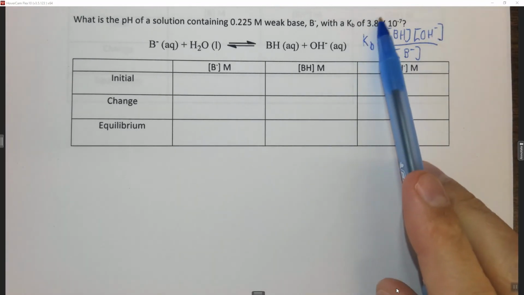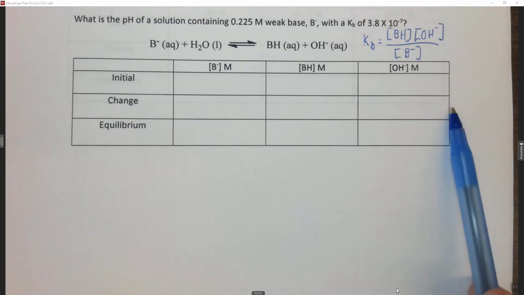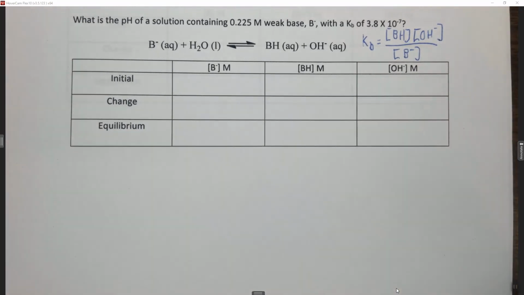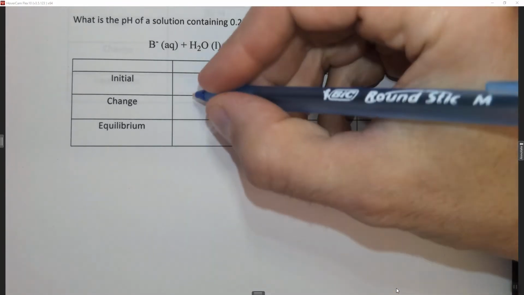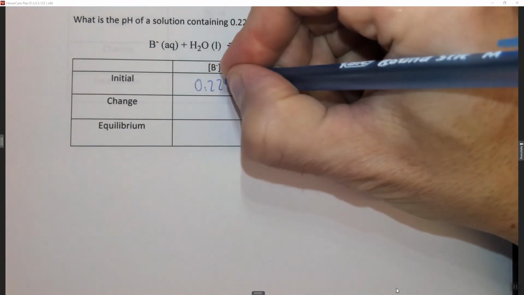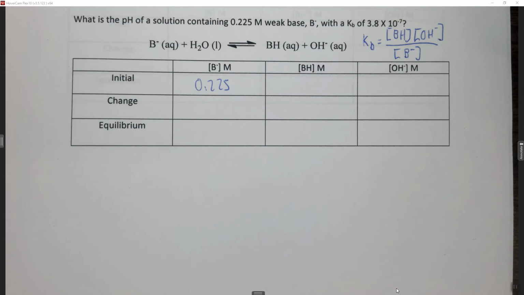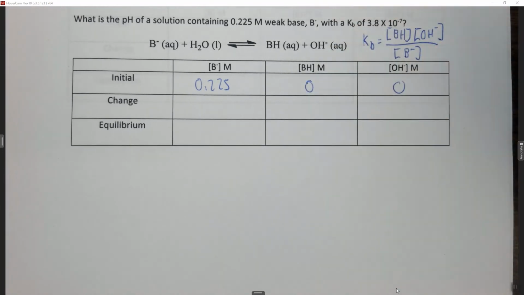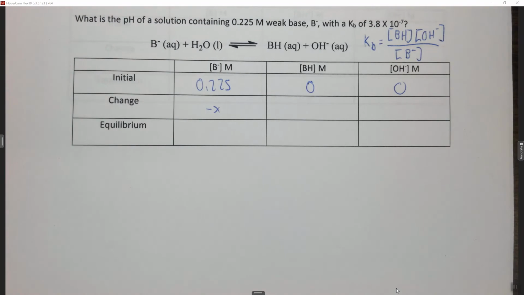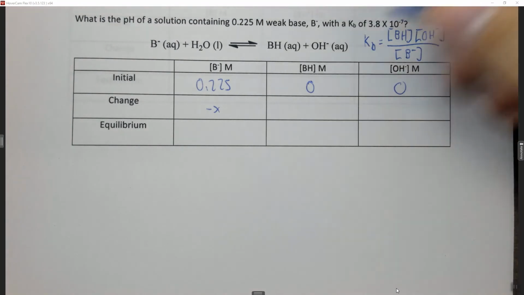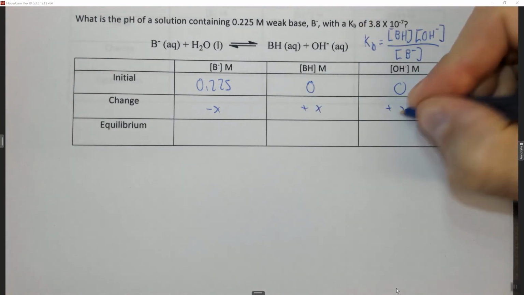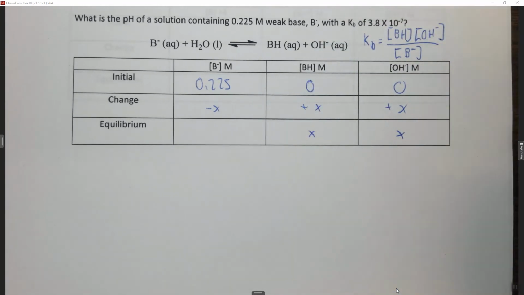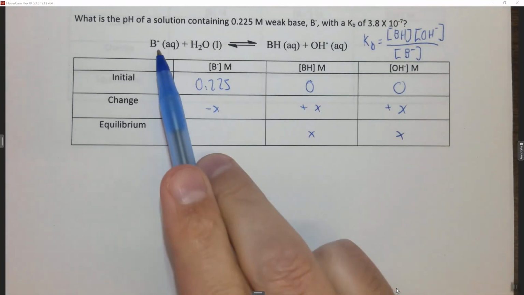Now, in this case, we're given the Kb, so what we need to use is an ICE table to figure out the equilibrium concentrations of each of these things. Well, we're given the initial concentration of B minus as 0.225 molar. We're also given that these are initially 0. We're going to lose some amount of the reactant, and we're going to gain some amount of the products, which means at equilibrium, we're going to have x BH and x OH minus.